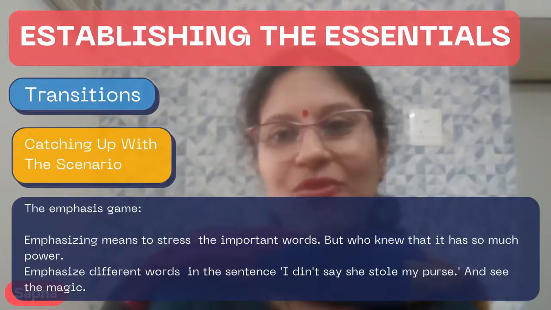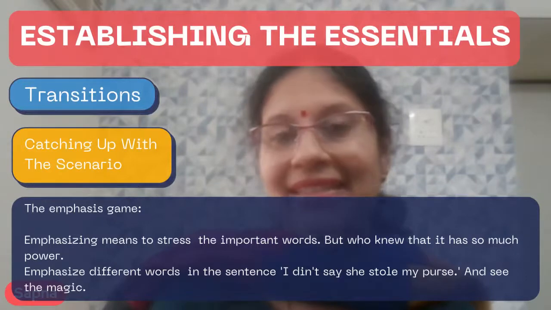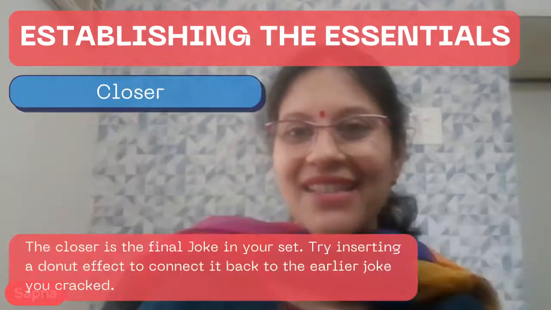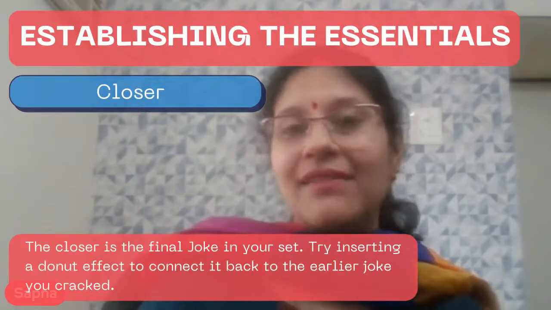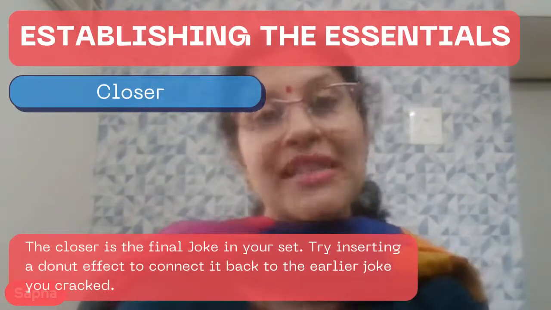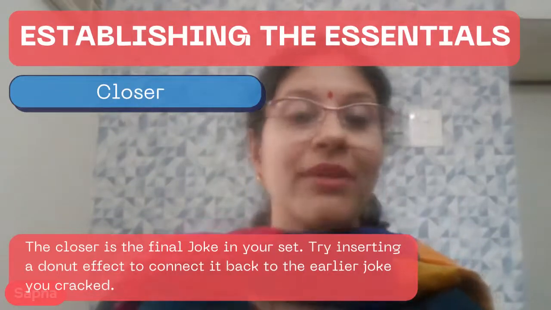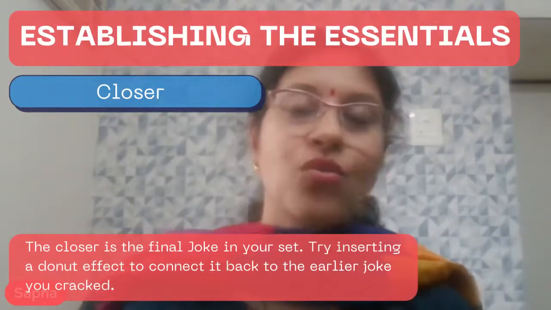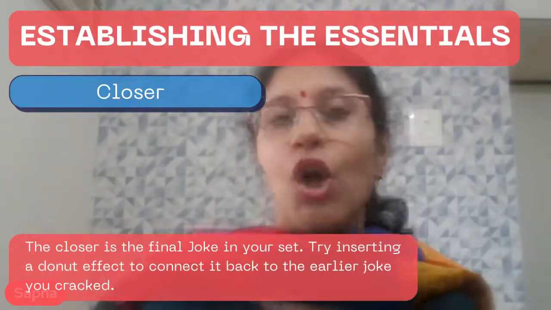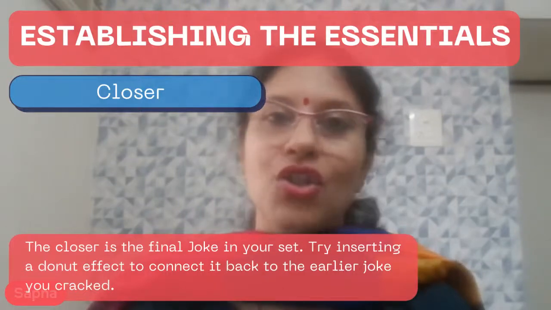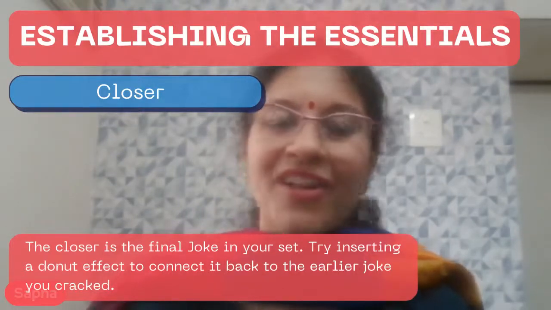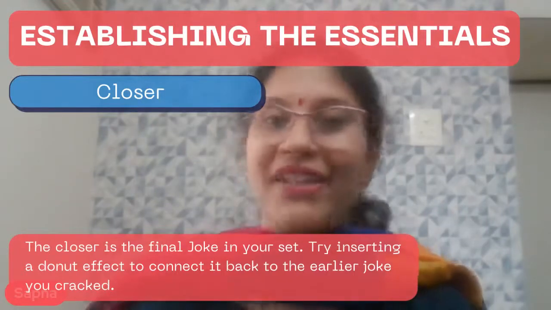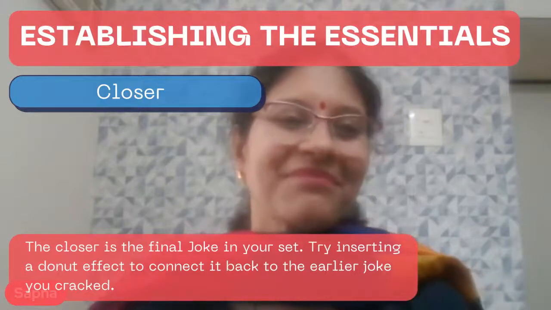And now we move ahead to the last one for the day, and that's the most baffling, right? Let me bring this out to you. Here it is, the last one, that is the final element in our essentials, which is the closer. Yes, so the closer is going to be the final joke of your set. Try inserting a donut effect, which is going to connect back to one of the earlier jokes that you cracked, or maybe try having a joke which is really funny, and it's going to make the audiences laugh aloud while they leave your venue. Yes, so that's the closer.